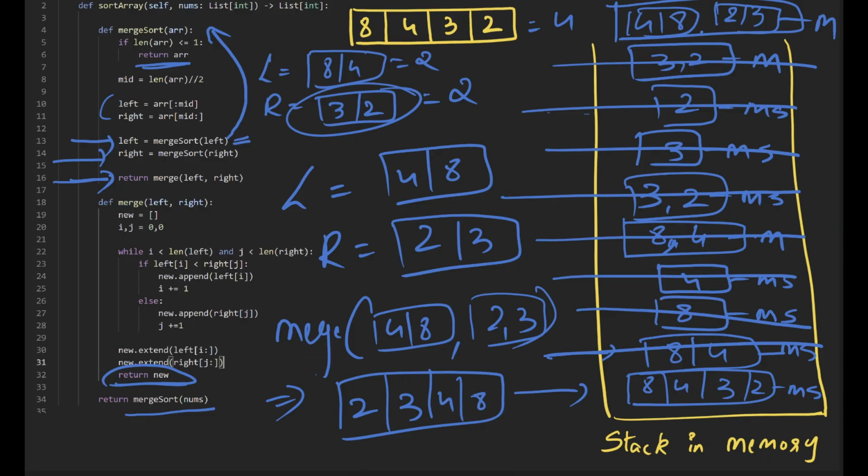Since it returned, we will pop it. And now finally, since we returned from here merge, we will pop this one also, and we don't have anything on our stack right now, and we have our answer ready. And that is how you trace a recursion function.